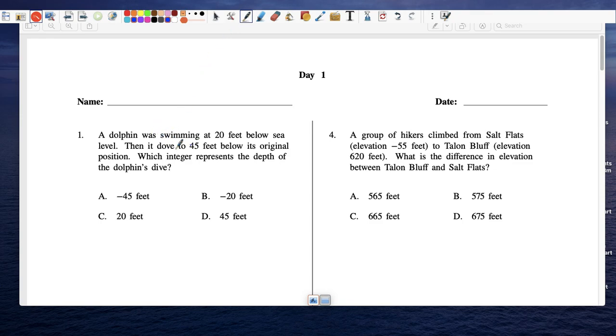Question one. A dolphin was swimming at negative 20 feet below sea level. First of all, let's draw the ocean. The sea level is 0, right? We use the integer 0 to represent that. Anything underwater, we use negative. Anything above water, we use positive. So right now, the dolphin's at negative 20. So here's a dolphin.